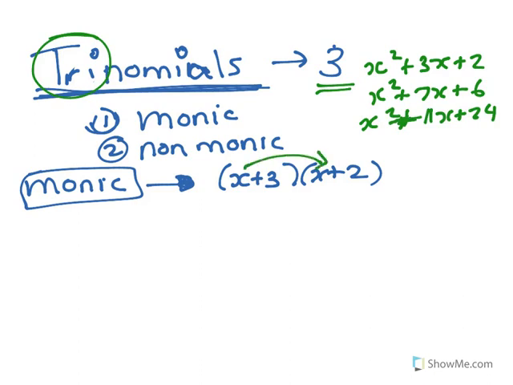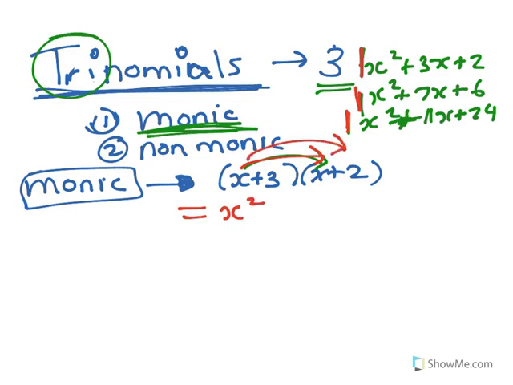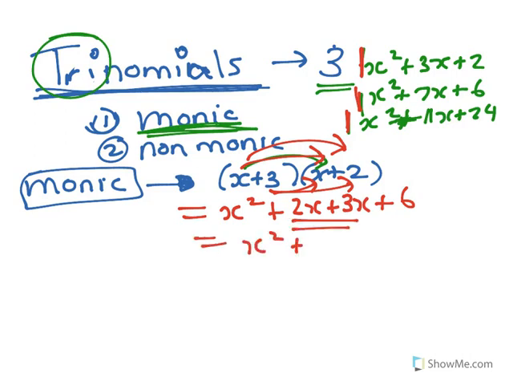The first thing we're going to do is look at what's called monic, and monic is when the number in front of the x is a 1. So you might just want to write that down in your book if you're making notes. So x times x is x squared, x times 2 is 2x, 3 times x is 3x, and 3 times 2 is 6. Okay, and then you've got like terms there, so you've got x squared plus 5x plus 6.